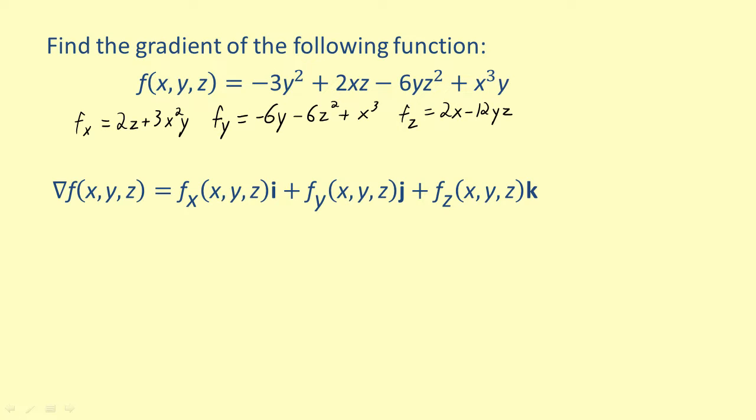Recall that the equation for the gradient looks like this. Since we have all three partial derivatives, we can set up our gradient by plugging in each partial derivative. This gives us the quantity 2z plus 3x squared y times i plus the quantity negative 6y minus 6z squared plus x cubed times j plus the quantity 2x minus 12yz times k. This gives us the gradient of the function.